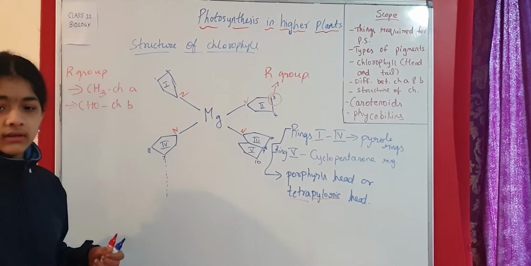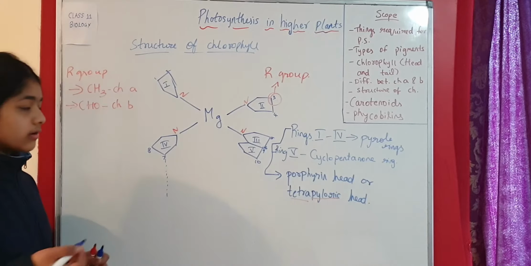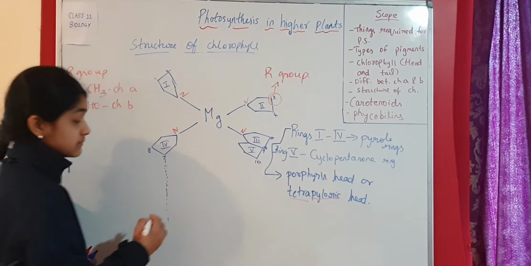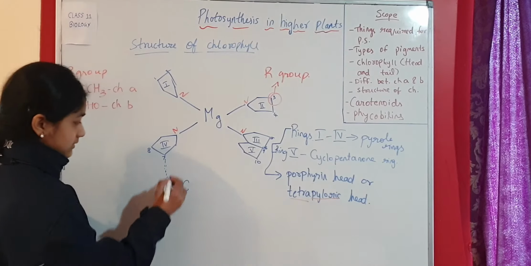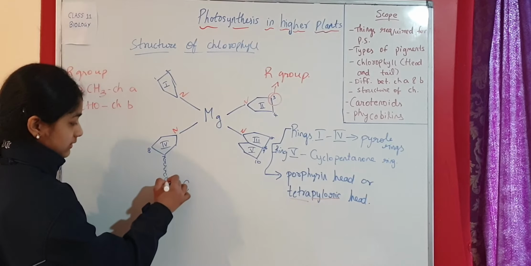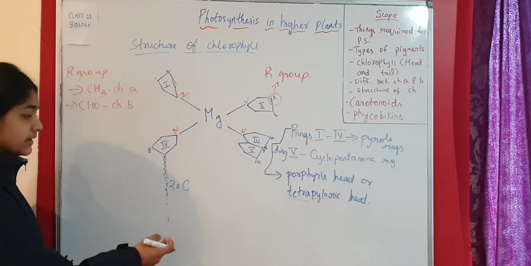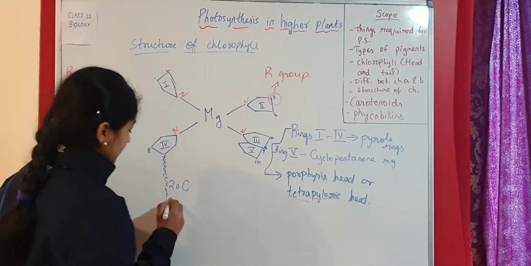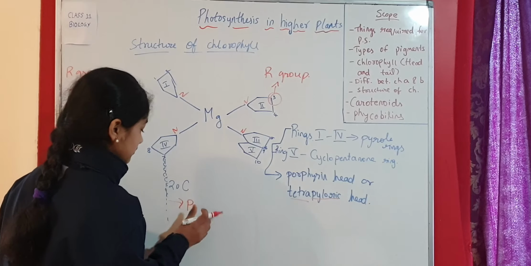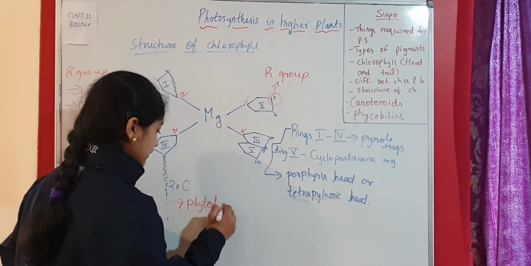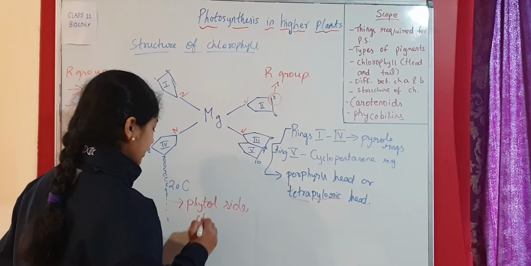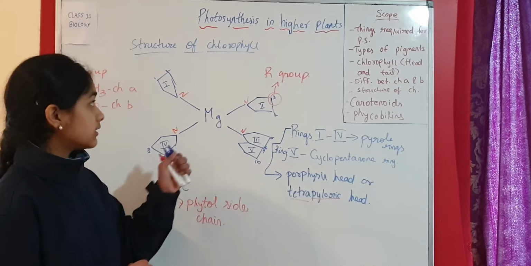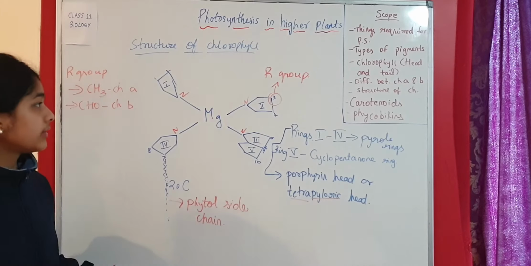What is the tail called? The tail is the phytol side chain or phytol side tail. So the tail arises, and this tail is made up of 20 carbons. So 20 carbons combine to form the phytol side chain. So this is the phytol side chain or phytol side tail. So this is how chlorophyll looks like. This is the structure of chlorophyll.